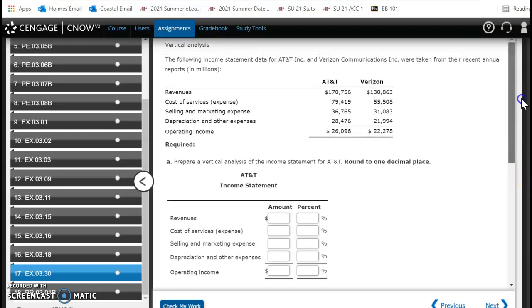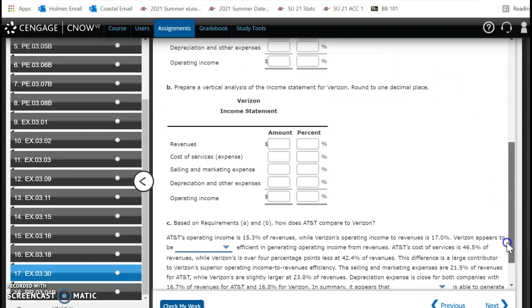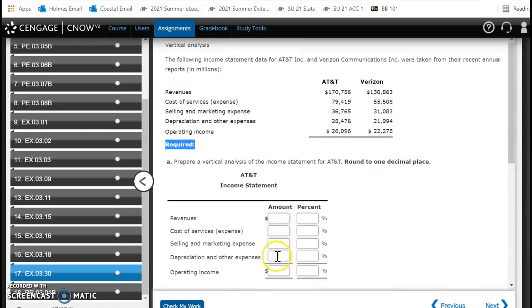Okay, so let's look at vertical analysis. I believe that was the question that you were asking about. So what we're going to do is we have AT&T and then we have Verizon. And so all you're going to do for the first column is copy your numbers from up here. So for AT&T, the revenues is 170,756, and then the cost of services is 79,419. And so you're just going to copy those numbers down to get the percent.